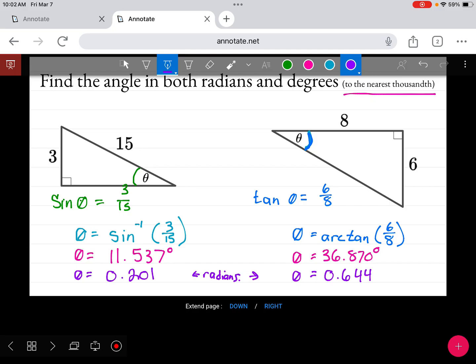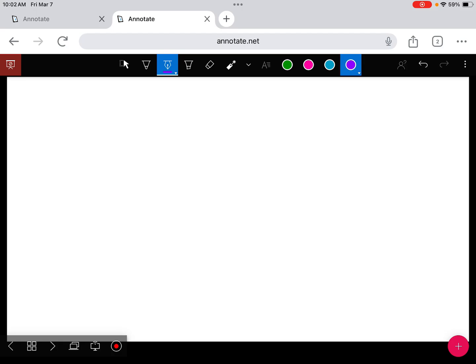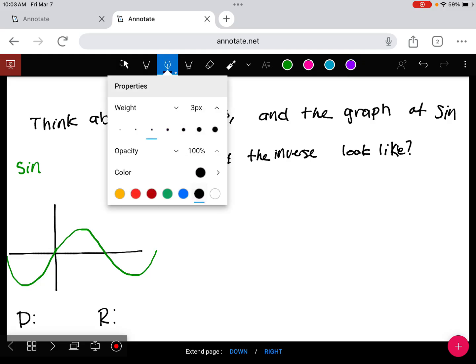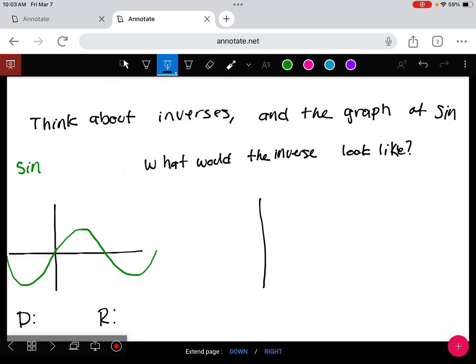Switch the x and the y, right? So if we take the x and the y and have them change places, our domain and our range change places, right? We've done inverses. So if we think about sine, this is what sine looks like. What would the inverse of sine look like if I was to graph the inverse?